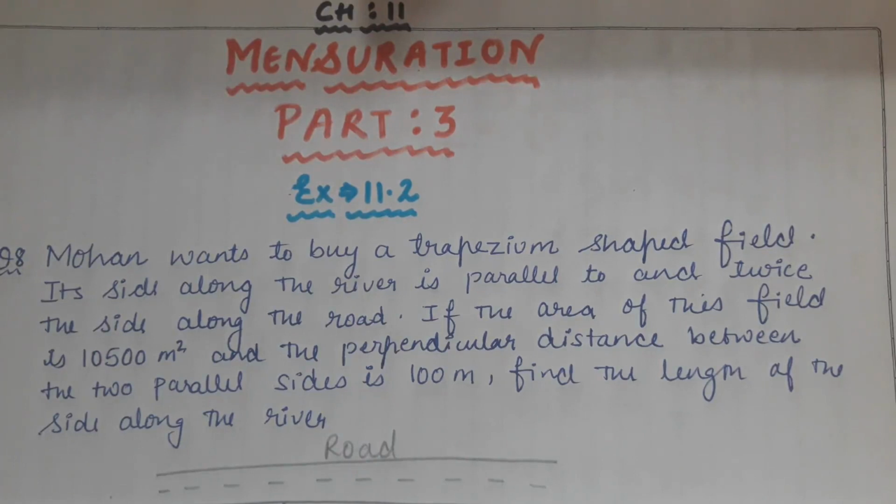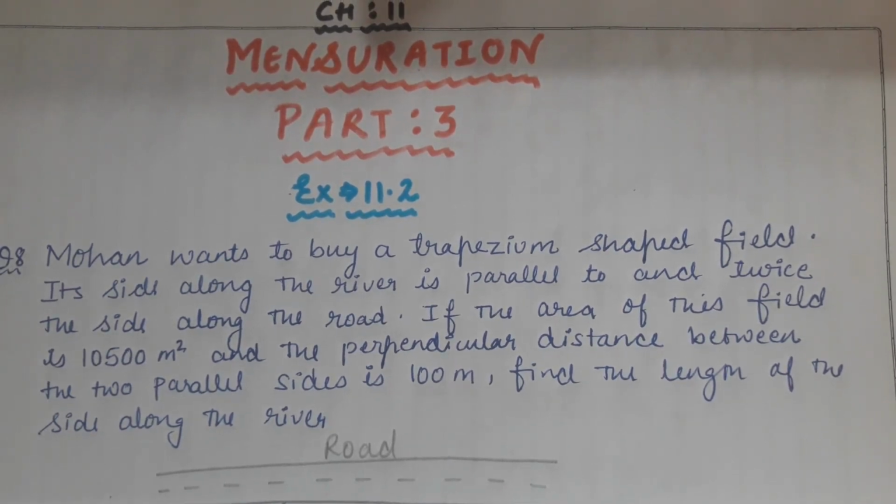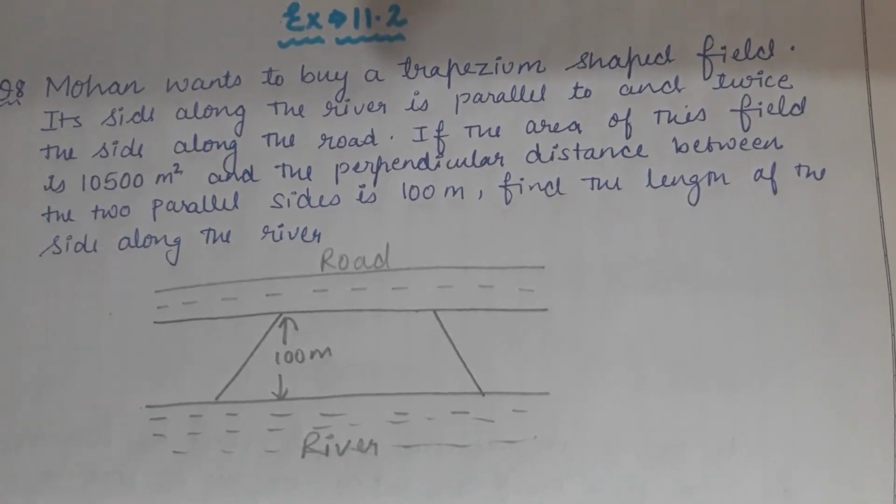Question is, Mohan wants to buy a trapezium shaped field. Its side along the river is parallel to and twice the side along the road. If the area of this field is 10,500 and the perpendicular distance between the two parallel sides is 100 meter, find the length of the side along the river.